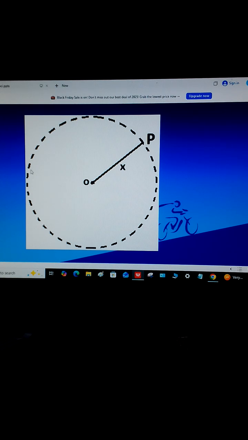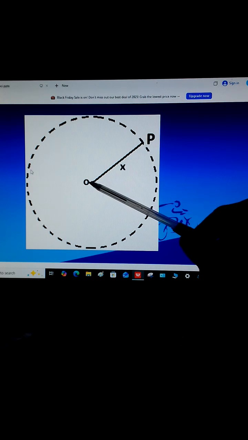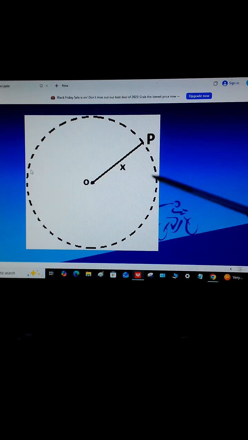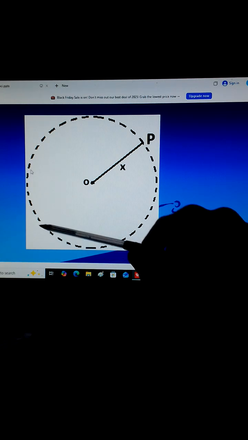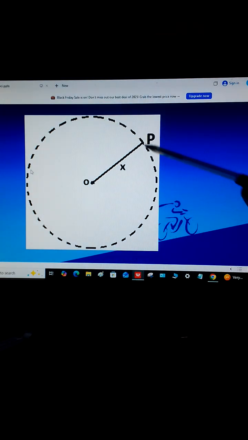The first case, we have points that are x centimeters from a fixed point O. Alright, so the locus of points that are x centimeters from a fixed point O is this path. They lie along this path, and this path is a circle. So we find that the locus of points that are x centimeters from a fixed point O is a circle of radius x centimeters with a center O.